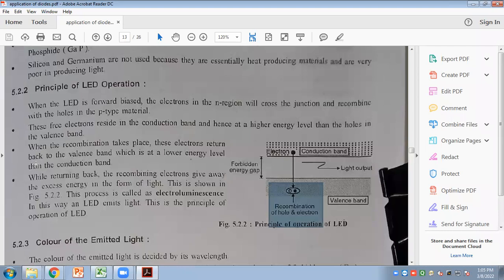So these free electrons inside the conduction band have a higher energy level, and holes have a lower energy level in the valence band. So they will recombine. When the recombination takes place in the p-type layer, electrons will return to the valence band, which has a lower energy level than the conduction band. While returning, the recombining electrons give away the excess energy in the form of light.